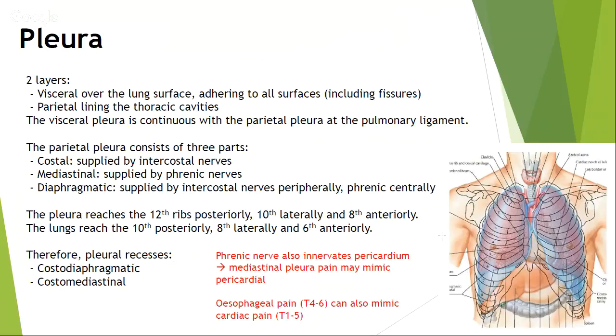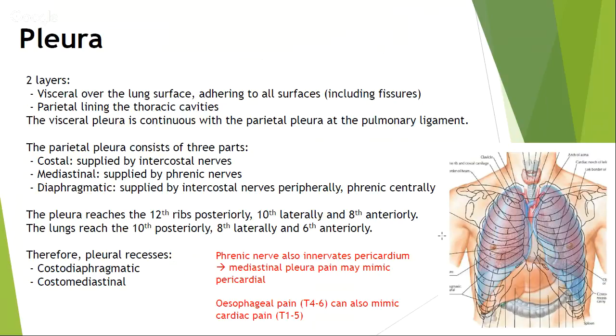So the parietal pleura has three parts, and that has somatic innervation. So it's sensitive to pain, it's a sharp pain, and it'll be more localized. Sorry, guys. Three different areas have different pain sources. So the costal surfaces are supplied by the intercostal nerves, mediastinal by the phrenic nerves, same as the diaphragm, and diaphragmatic by the intercostal nerves peripherally and phrenic nerves centrally.